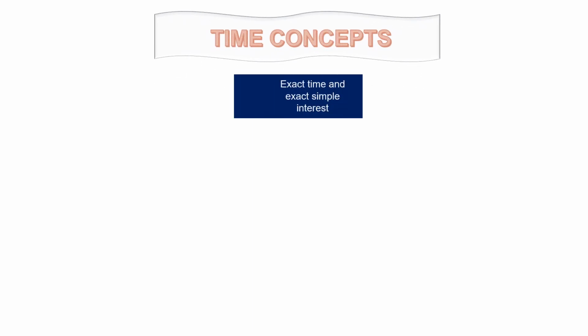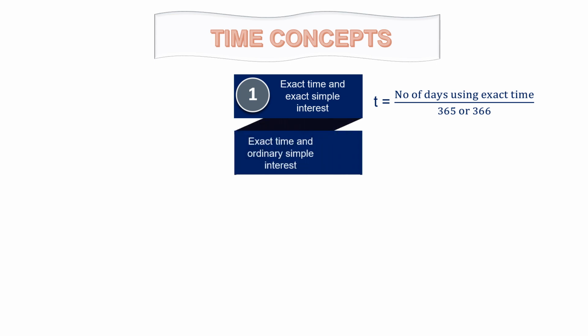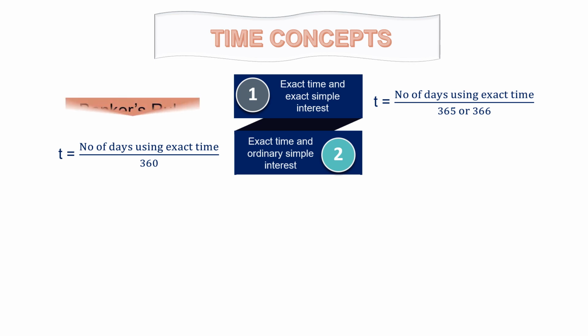Therefore, there are 4 methods of time concept. The first one is exact time and exact simple interest, where t is equal to the number of days by using exact time divided by 365 or 366. The second is exact time and ordinary simple interest, where t is equal to the number of days by using exact time divided by 360. This is also known as Banker's rule.